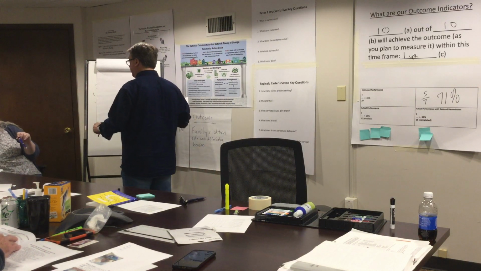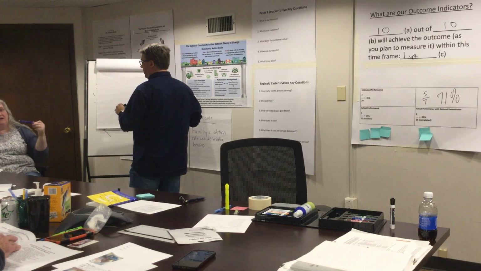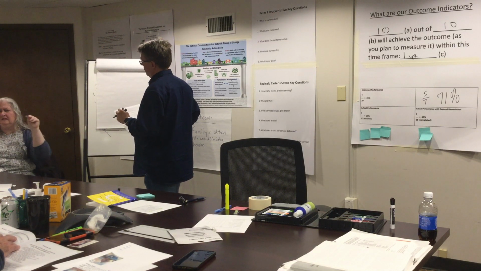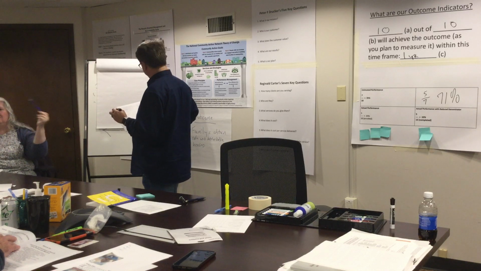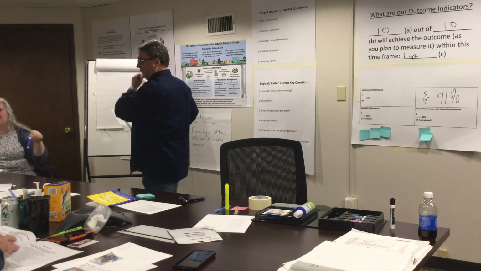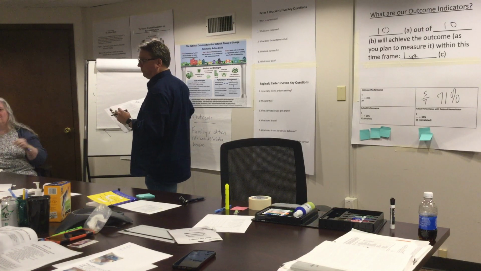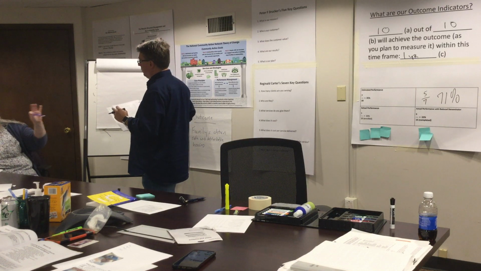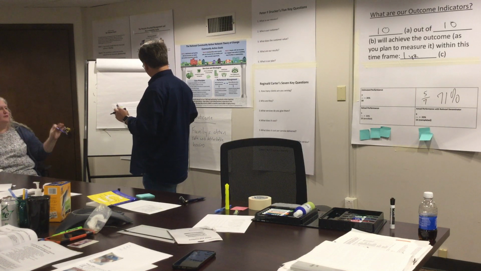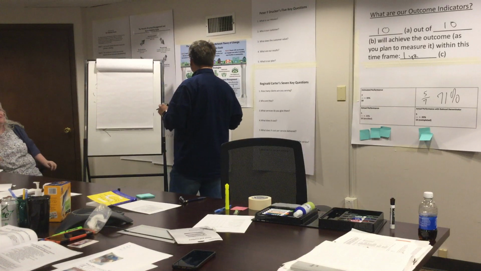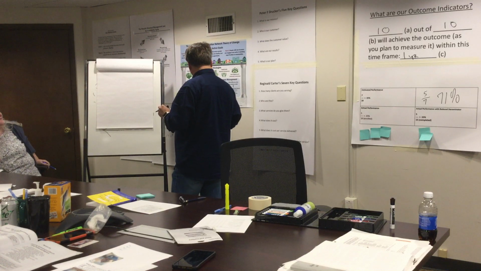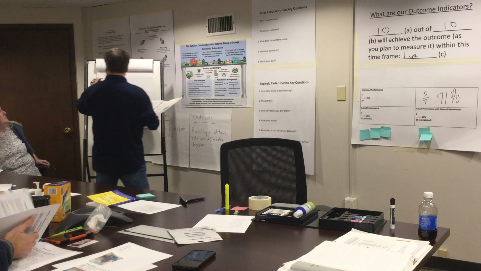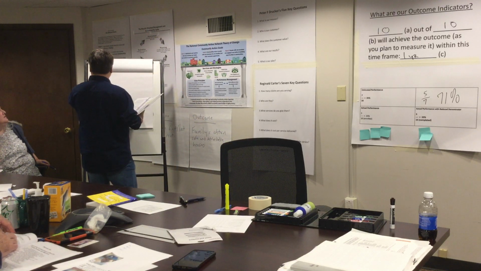In HMIS, there's an assessment that asks, out of the last 25 nights, how many nights have you spent somewhere that's not meant for human habitation? So we can do a comparison of where they are now versus where they started. Pre and post tests. Yeah, surveys. So we can use a survey, pre and post.